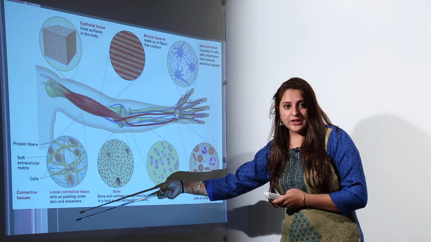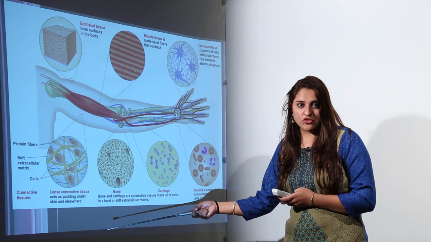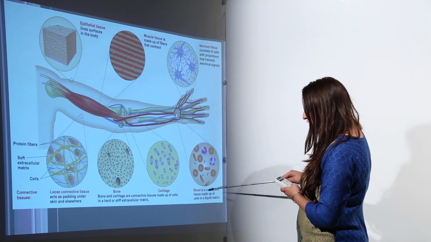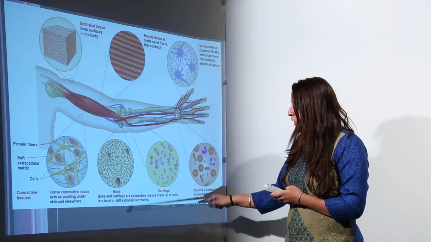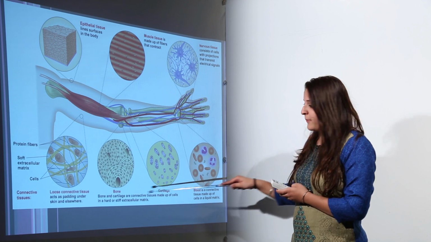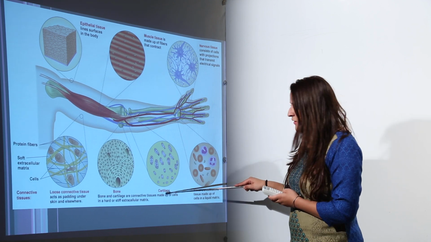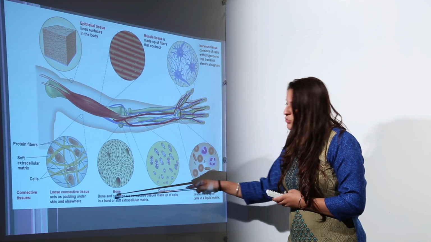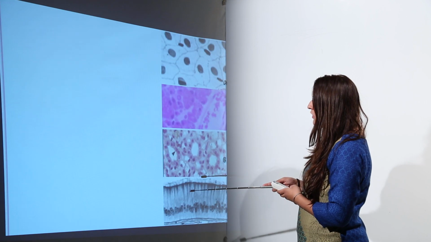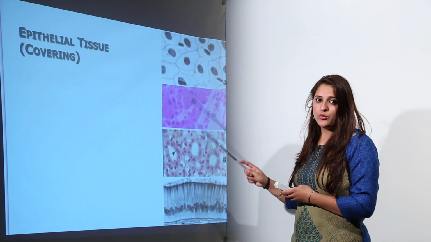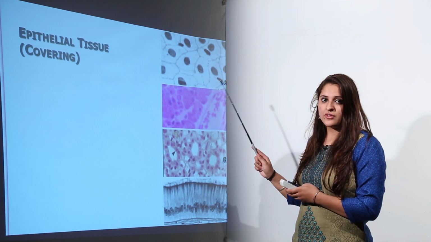The next tissue is the connective tissue. Connective tissue is further of various types, like blood is one of the connective tissues. The blood cells, it is a connective tissue. Cartilage is a connective tissue. Bone is a connective tissue. Bone is a hard porous structure, but cartilage is a non-porous structure. One is the loose connective tissue, which is another type of connective tissue.